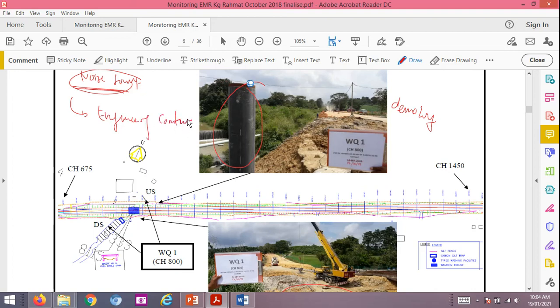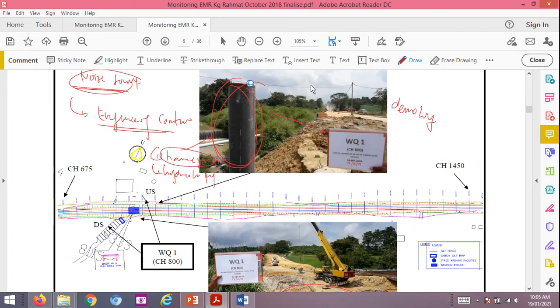So based on engineering control, what you can do, let's say for the piling, either you are using the hammer piling, you can change this equipment to quieter equipment, peralatan lebih senyap. So maybe you can use the hydraulic piling.